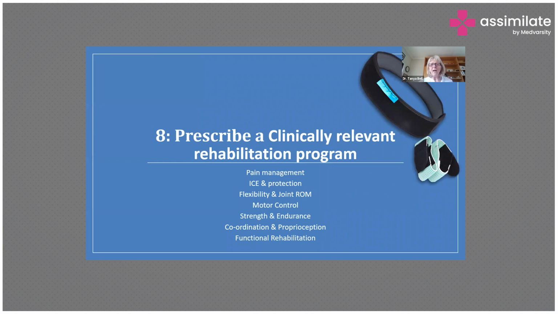So you need to prescribe a rehabilitation program that is clinically relevant. So we need to do pain management, ice and protection. Then we look at flexibility and joint range. Then we use motor control, strength and endurance, coordination and proprioception, and functional rehabilitation. So ideally, if possible, we want to get that sportsman back to pre-injury condition. And obviously, sometimes that's not possible, but that's going to be potentially our goal.